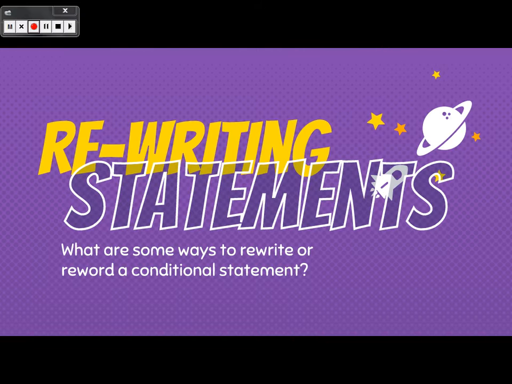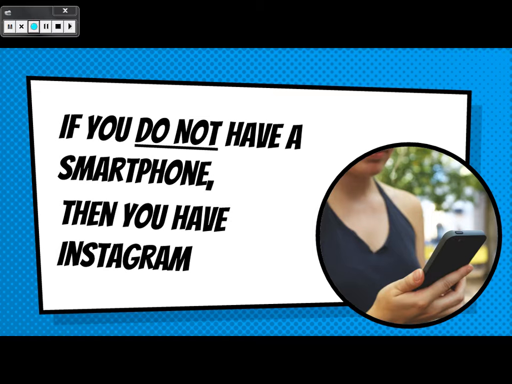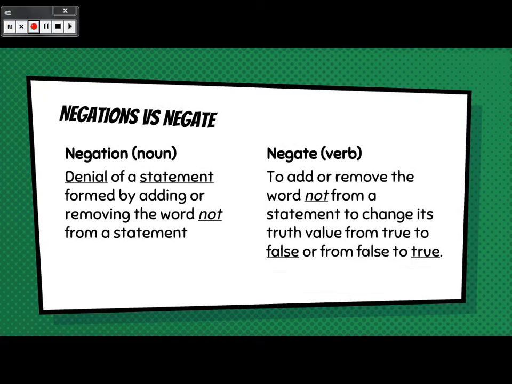All right, so there are ways that we can rewrite statements and reword a conditional statement. The first thing we're going to talk about is negating. So here's our original conditional statement. To negate something, it's either to add in the word not or to take out the word not. You'll notice in our original conditional statement, we don't have any negative words here. So to negate something, we're going to add in negative words. So for example, if you do not have a smartphone, then you have Instagram. We have just negated our hypothesis. Negation and negate, really the only difference is negation is a noun and negate would be a verb.